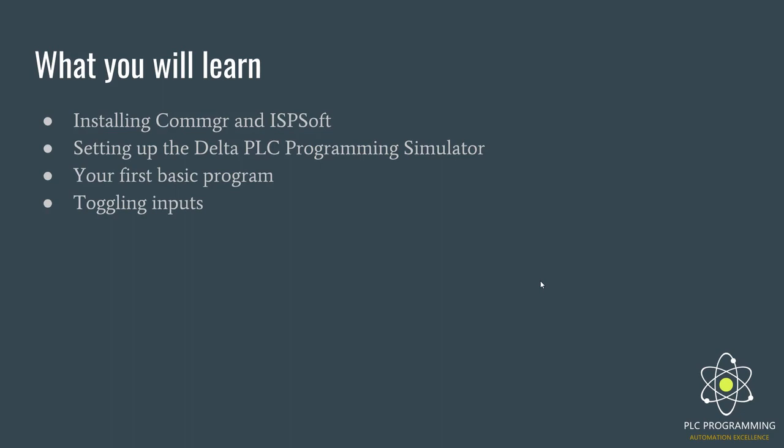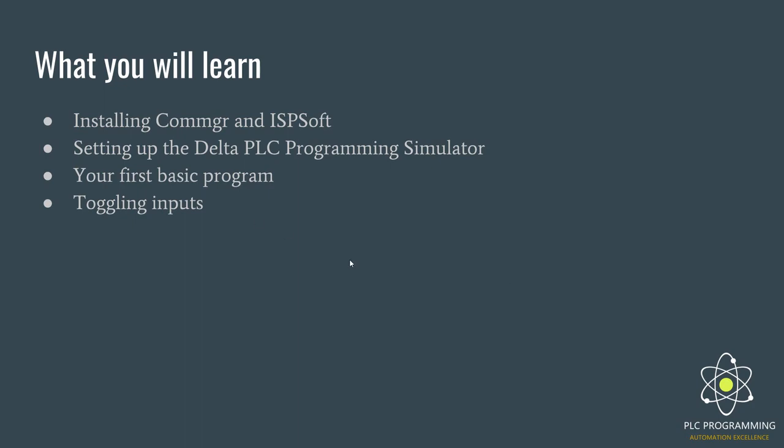So we're going to be installing ComGR and ISPsoft, which are the two main software packages that allow us to write our code and also to create a simulator which we can test our code on. Then we're going to be setting up the Delta PLC programming simulator. I'm going to write a very basic first program and we're just going to play around with inputs to show you how we can test our program in online mode in the software.